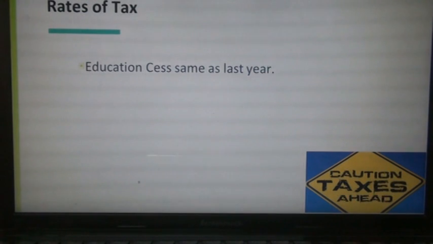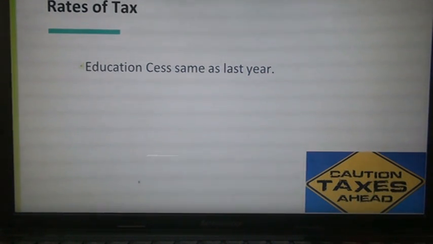Education cess remains the same as last year, 2% and 1%. So an aggregate of 3% is what we know. Surcharge provisions have been revisited. I would say surcharge has been increased.